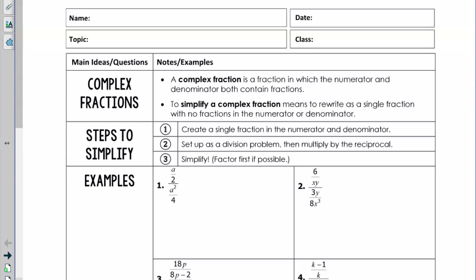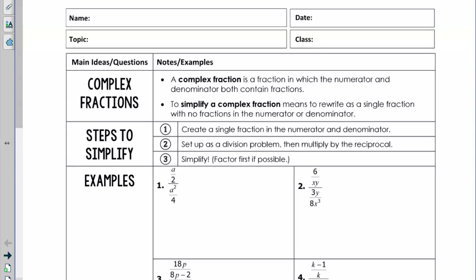Well, first, I'm defining complex fractions for you. Just worry about fractions in the numerator and denominator. To simplify a complex fraction means to rewrite it as a single fraction with no fractions in the numerator or denominator. So we're working it all out. We're simplifying just like we have been this whole time.